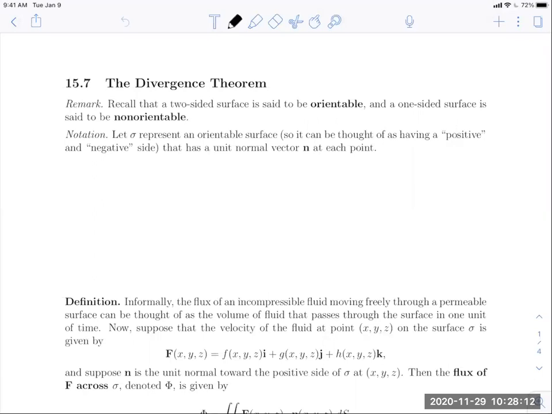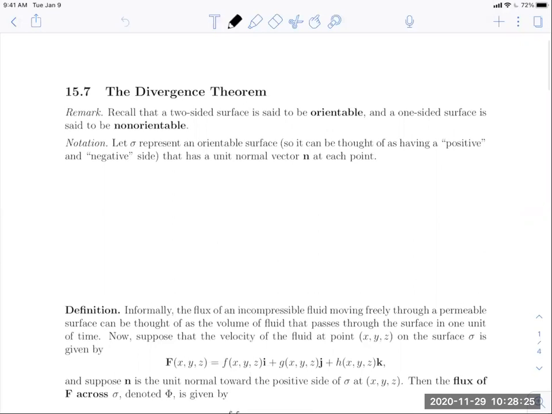So before we get started, let's talk about a couple of terms that we'll need here. Recall from the previous section that a two-sided surface is said to be orientable, and a one-sided surface is said to be non-orientable. So if you'll recall, we gave an example of a two-sided surface. We had drawn the sphere. Another common two-sided surface would be a plane. Right? So there's clearly one side and the other on a plane and also a sphere.